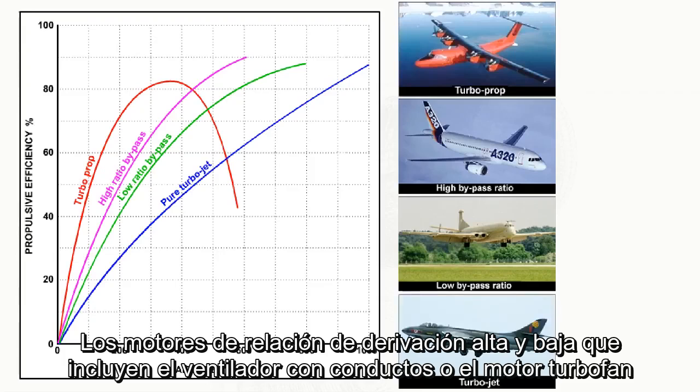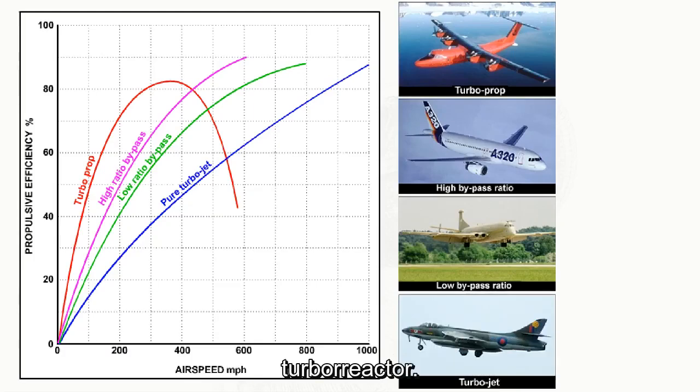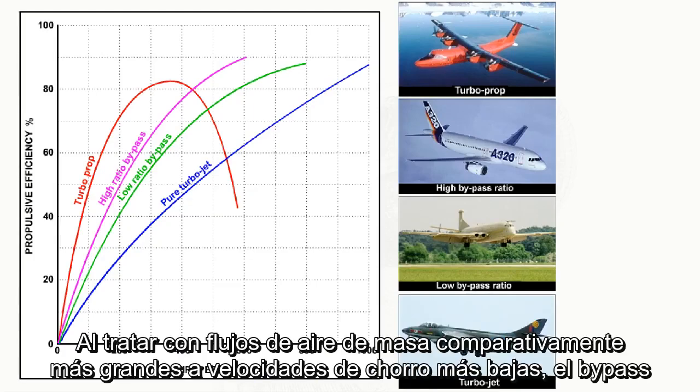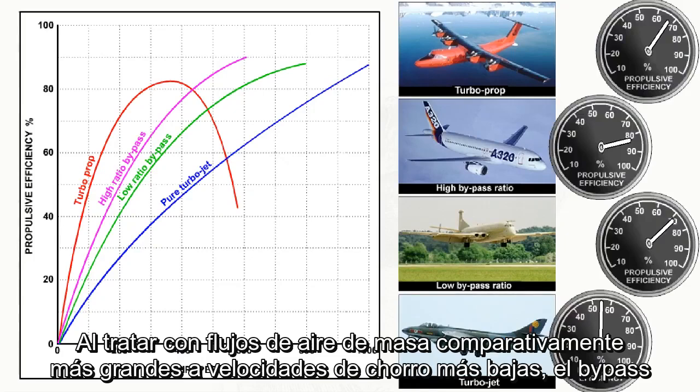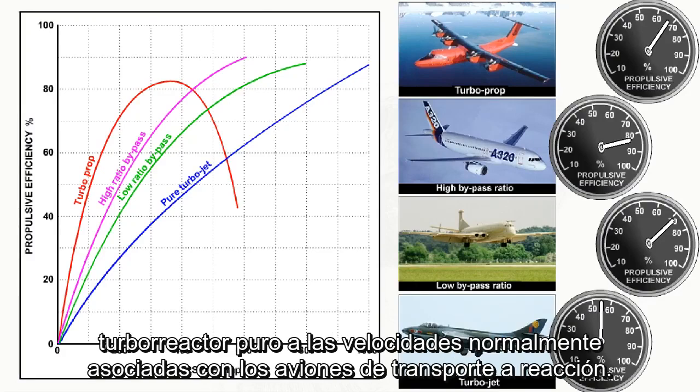The low and high bypass ratio engines, which includes the ducted fan or turbofan engine, have a propulsive efficiency which fits neatly between that of the turboprop and the pure turbojet. By dealing with comparatively larger mass airflows at lower jet velocities, the bypass engine attains a propulsive efficiency which exceeds that of both the turboprop and the pure turbojet at the speeds normally associated with jet transport aircraft.